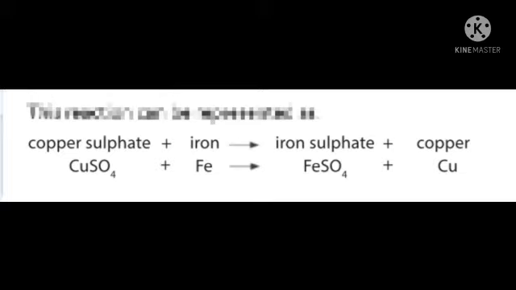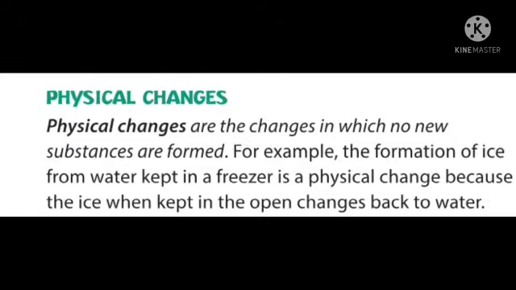From CuSO4, the sulfate and copper split up, and the sulfate joins with the iron and becomes iron sulfate FeSO4, and copper is separated. Okay. So CuSO4 plus iron Fe gives FeSO4 plus Cu. Have you all understood? Next, physical changes.